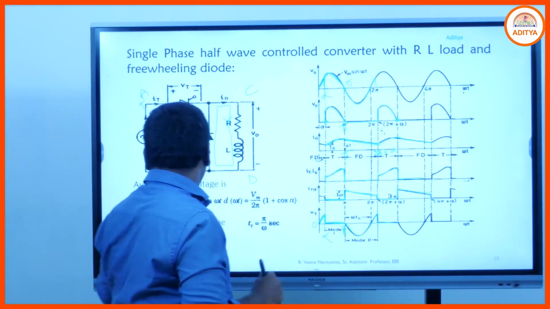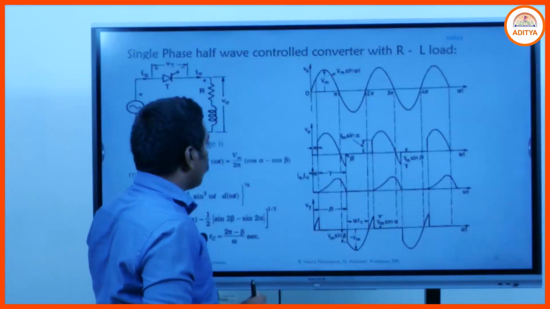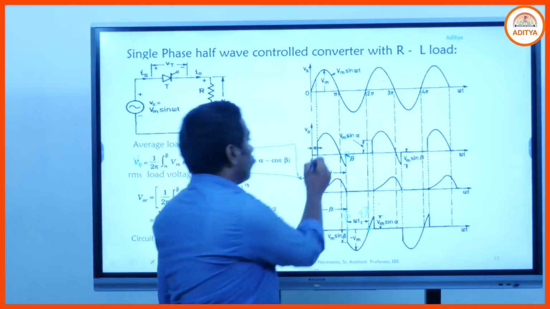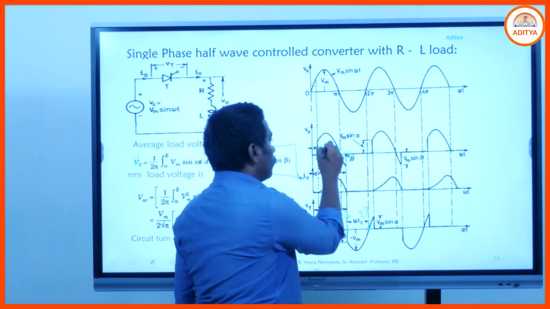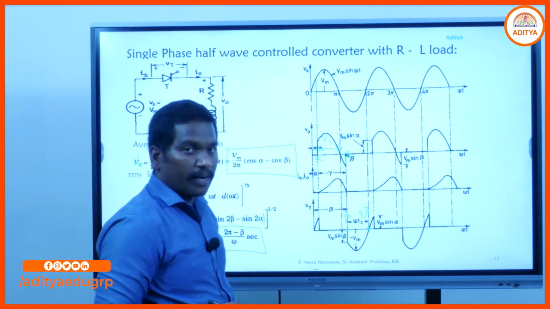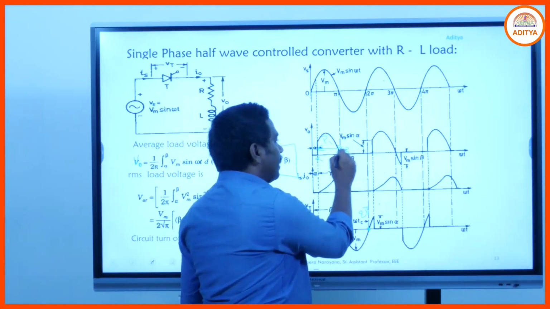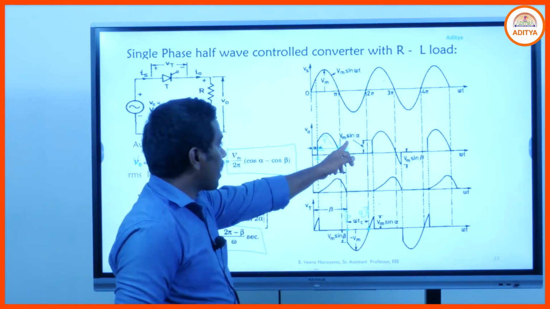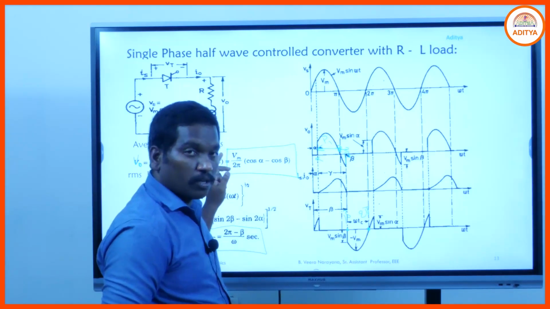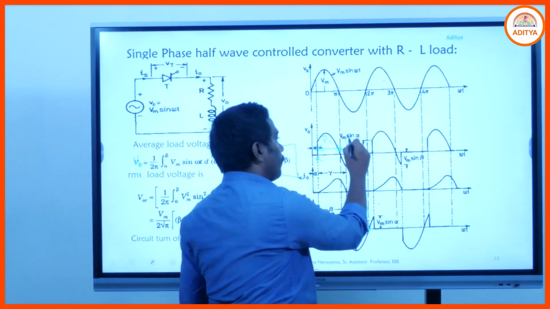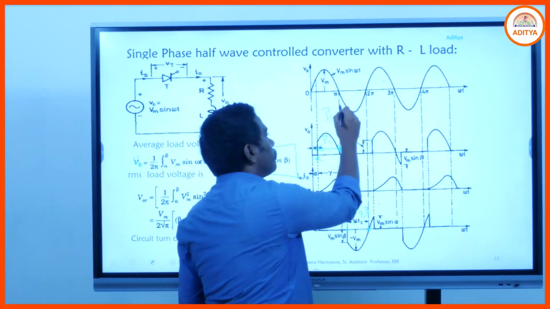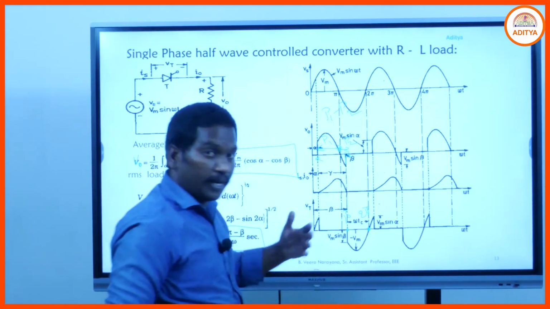If you go through the RL load without the freewheeling diode, what you can observe here is that from alpha to pi some power P1 is transmitted from the source to the load. From pi to beta the energy stored in the inductor is discharged to the source. So that power is taken as P2. So the resultant power becomes P1 minus P2, which will decrease.